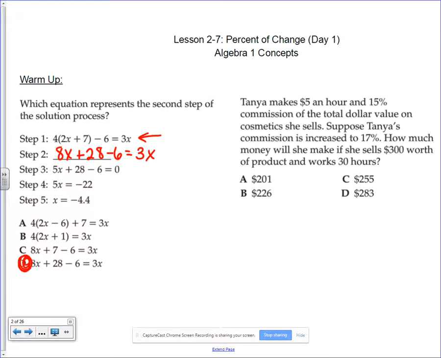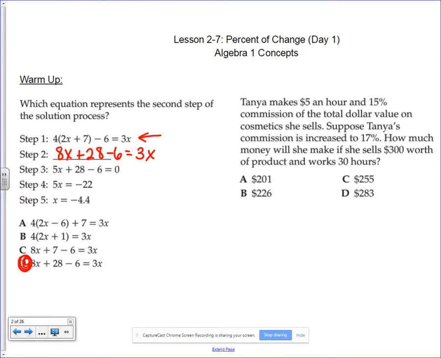Okay, over to the right now. It says Tanya makes $5 an hour and 15% commission of the total dollar value on cosmetics she sells. Suppose Tanya's commission is increased by 17%. How much money will she make if she sells $300 worth of product and works 30 hours?